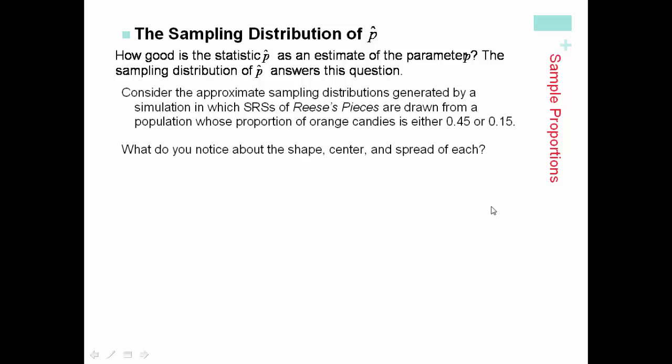How good is the statistic p hat as an estimate of the parameter p? The sampling distribution of p hat answers the question. Consider the approximate sampling distributions generated by a simple random sample of the Reese's Pieces drawn from a population whose proportion of orange candies is either 0.45 or 0.15. What do you notice about the shape, center, and spread of each?